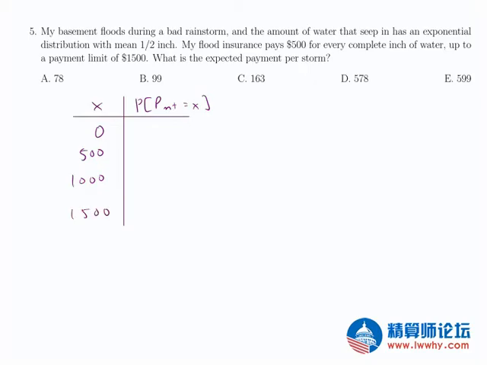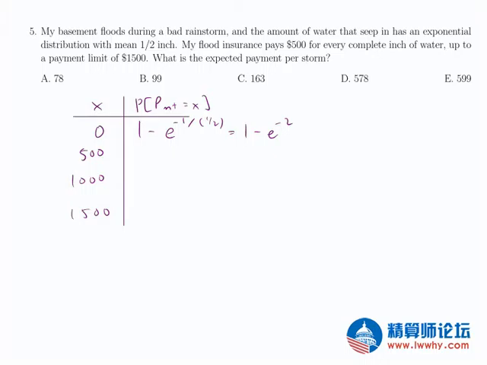What's the probability they pay me 0? Well, that's the probability that the amount of the flood is less than 1 inch. So that's going to be 1 minus e to the negative 1 inch divided by the mean. The mean is half an inch. And so in other words, it's going to be 1 minus e to the negative second.